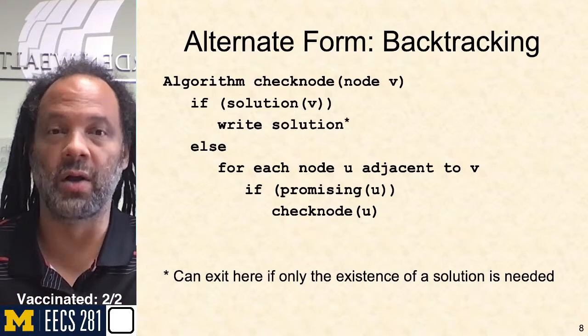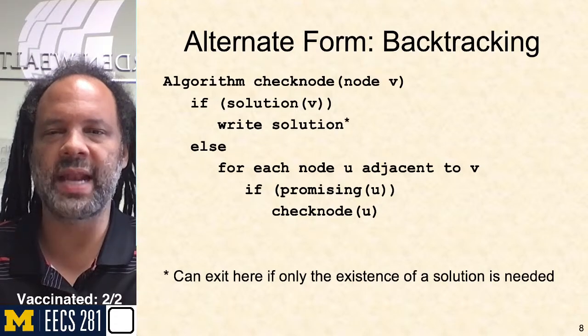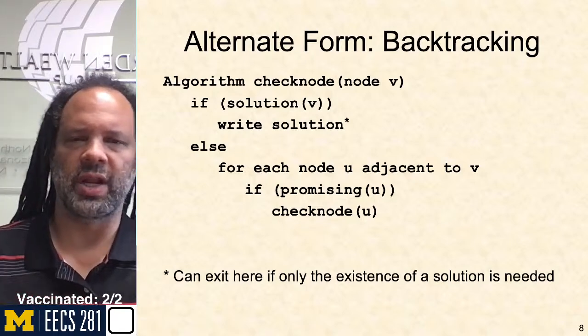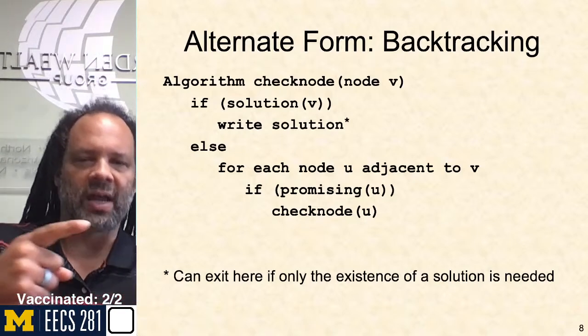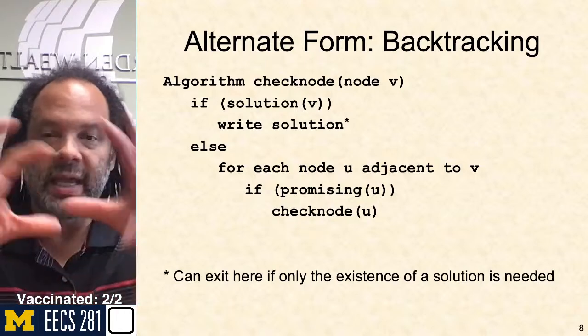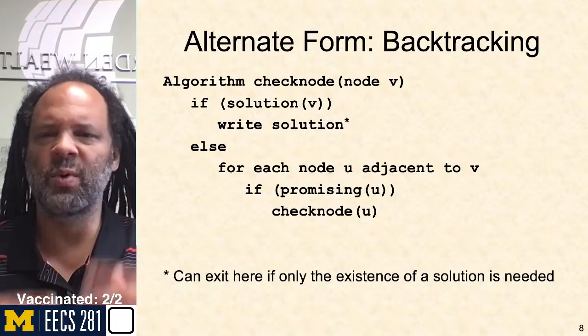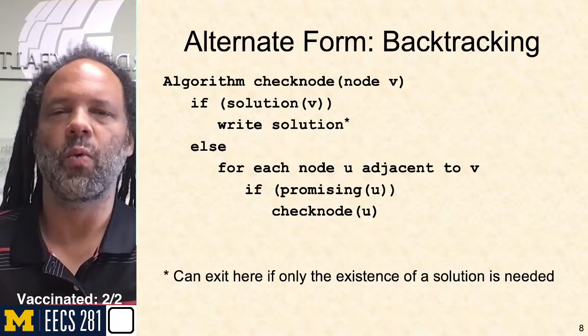All right, this is an alternate form of backtracking. We see now that the building blocks are there. I've got a call to solution. I've got a call to promising. I've got a recursive call to check node. It's wrapped inside of iteration here with a loop. But they've kind of moved around, and logically that still works.